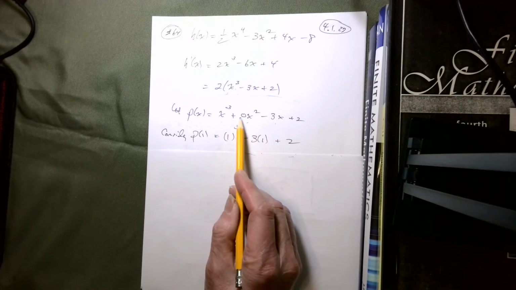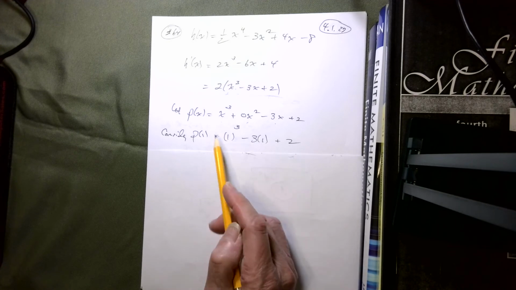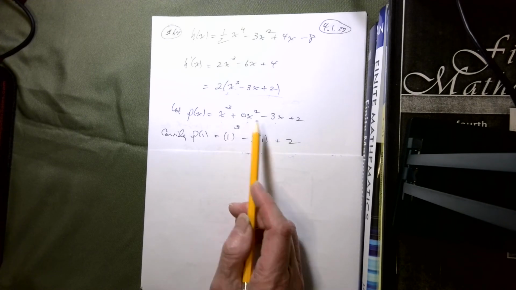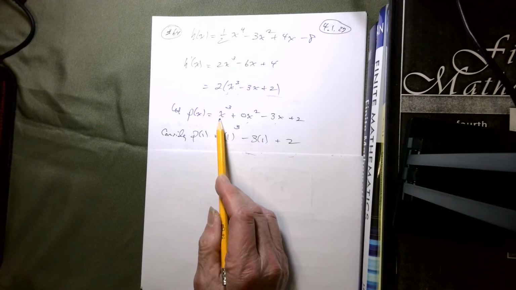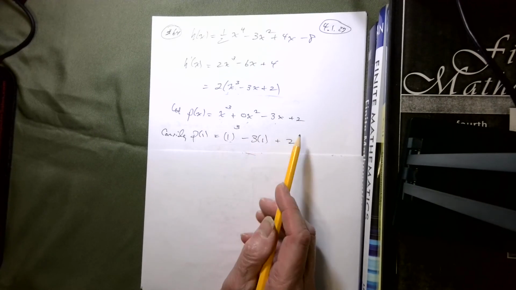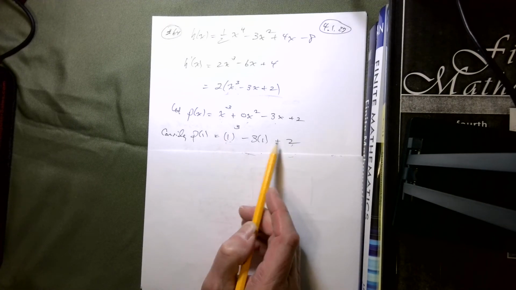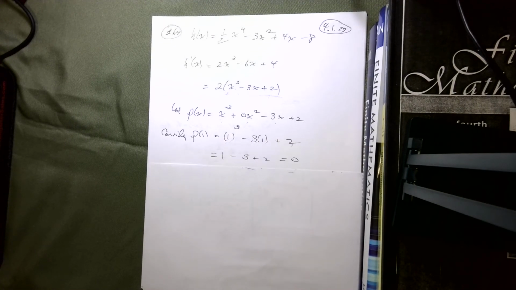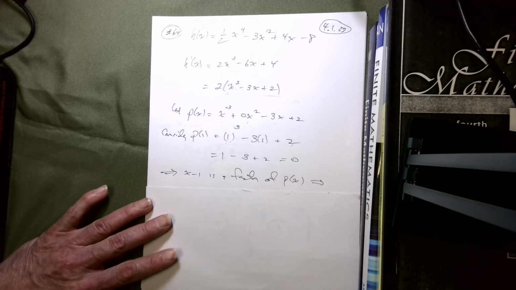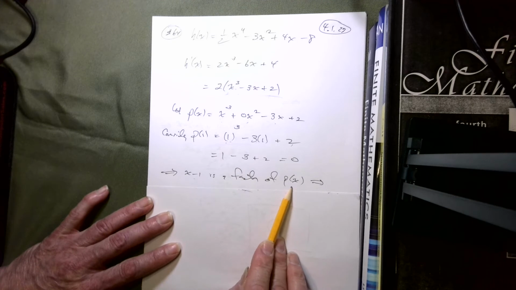Notice I have no x squareds. And out of the blue, I'm going to pick 1. And I'm going to put it in here and see what happens. So I have 1 cubed here. Obviously 0, minus 3 times 1 plus 2. And voila, 1 and 2 is 3 minus 3 is 0, which means what? X minus 1 is a factor of that.